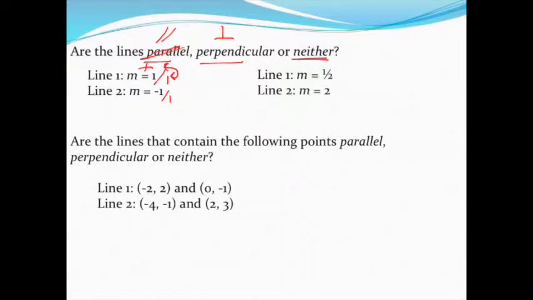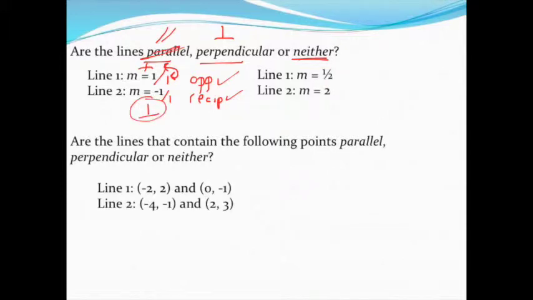So again, my definition to be perpendicular, I need to have opposite signs. I've got that. One's positive, one's negative. I have to have lines that are fractions that are reciprocals, and since 1 is its own reciprocal, I have that, meaning these two lines must be perpendicular to each other.